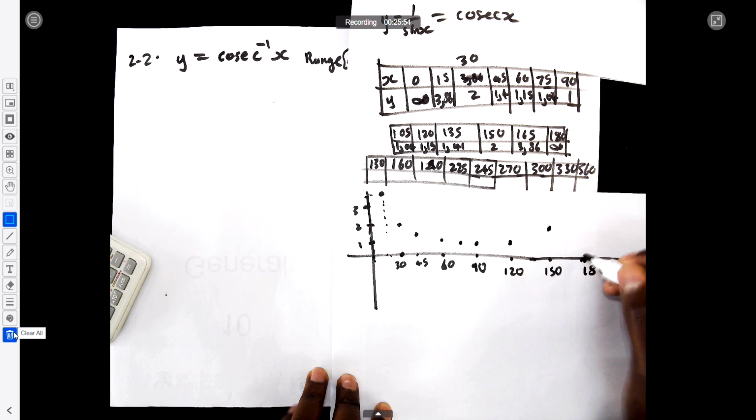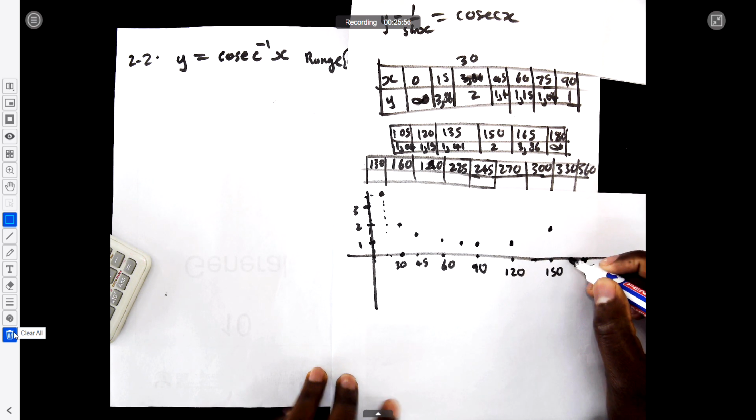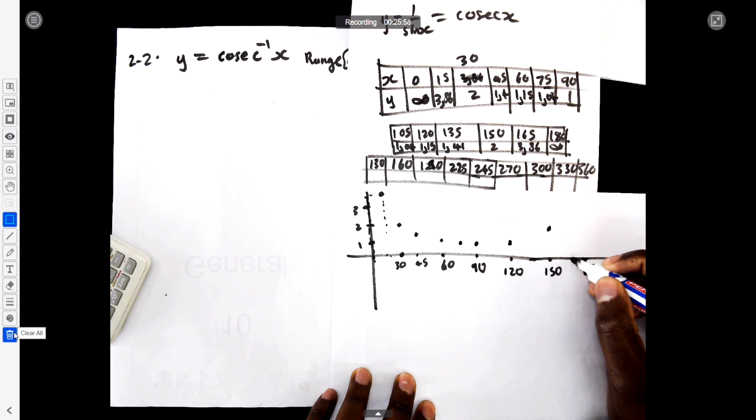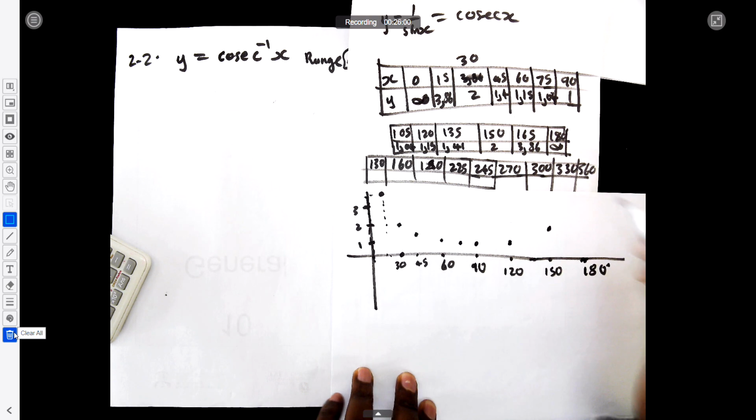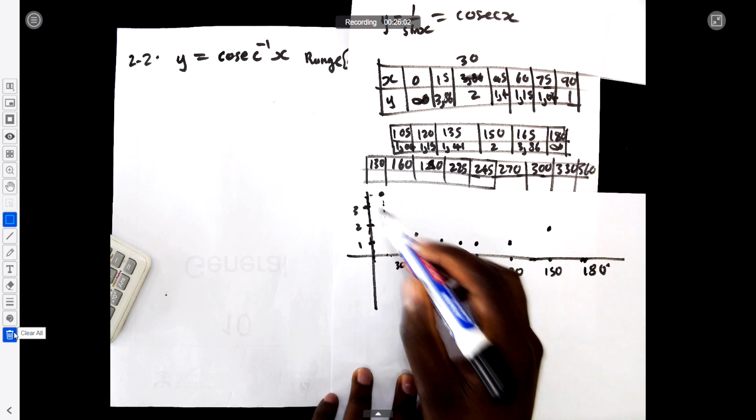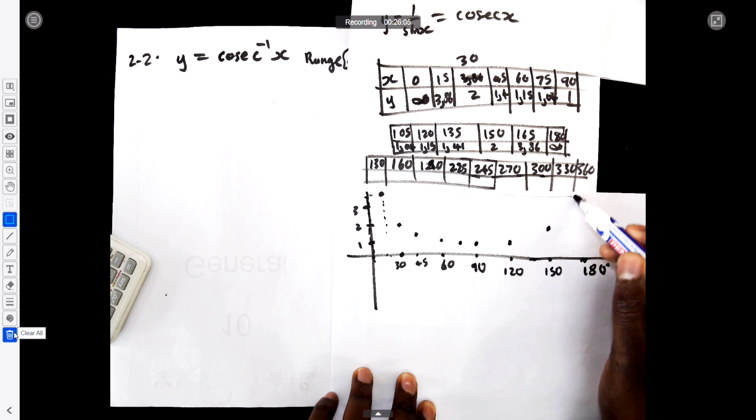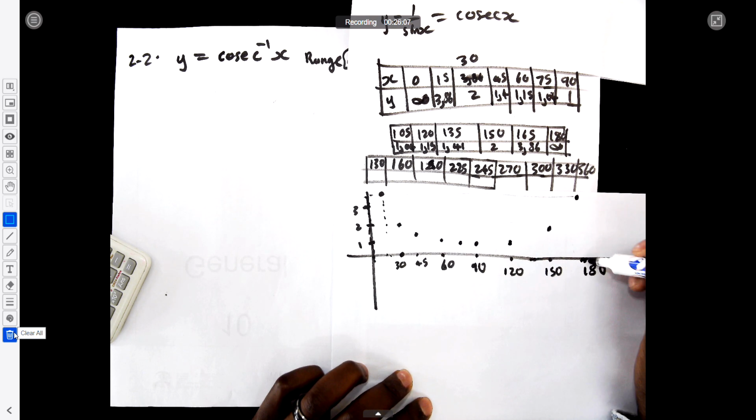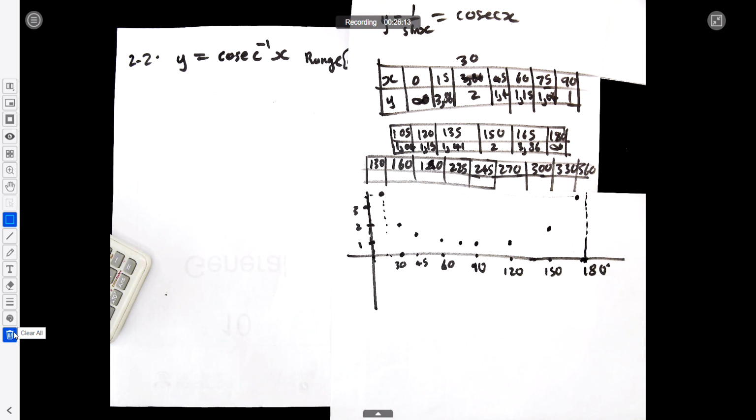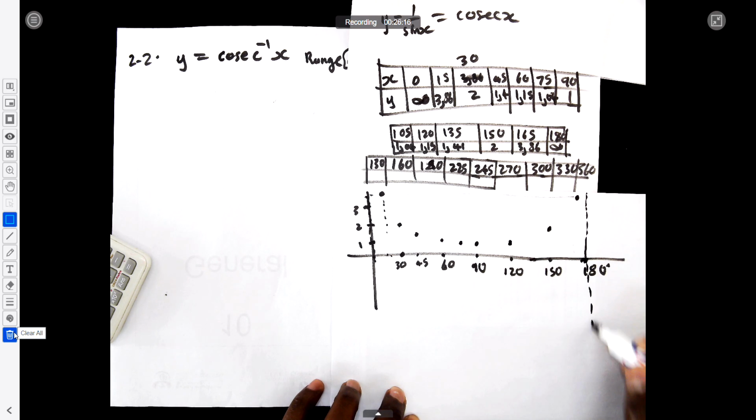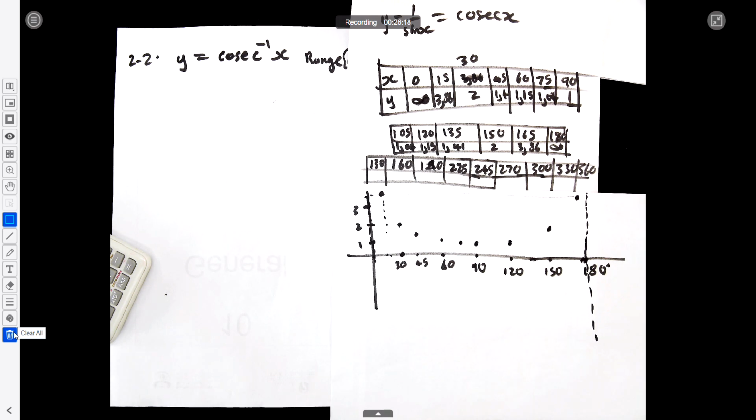And can we even involve 165? Let's involve 165 so you can see. So 165 is 3.8. We have 3.8. And then at 180, it says what? Error, isn't it? It means the graph is not going to pass through 180. There's a vertical asymptote. So the asymptotes for that graph are 0 and what?